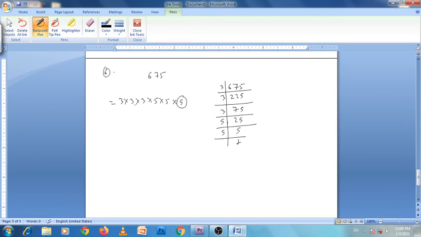And now this is a new number, so the cube root of the new number will be 3 into 5, which is 15. So 15 will be the cube root of the new number. Okay.